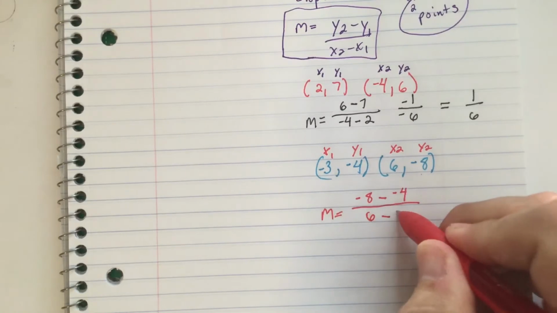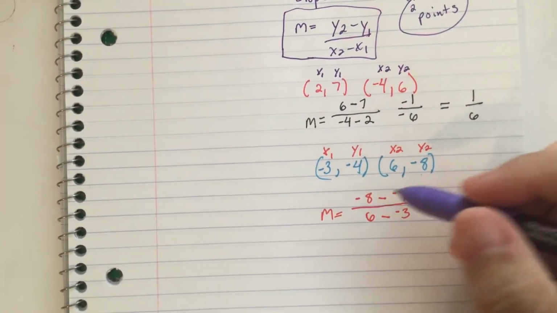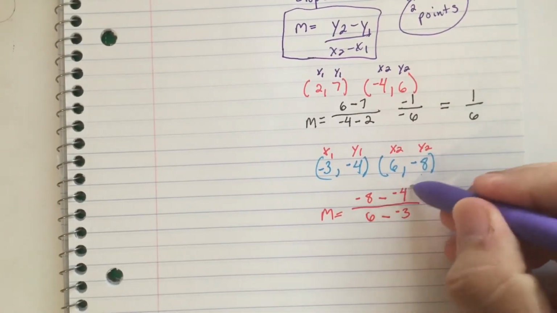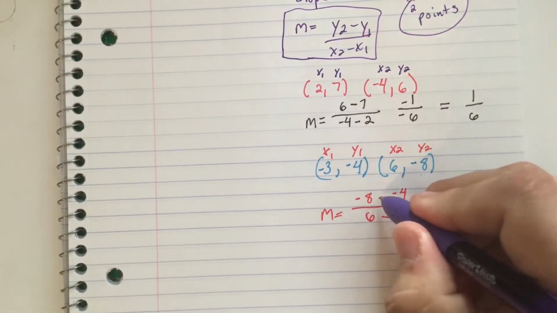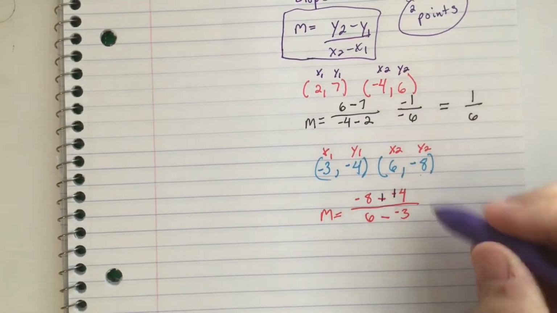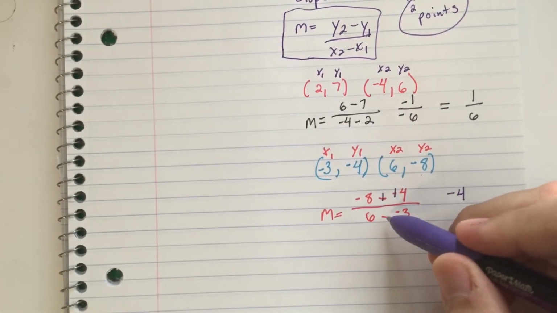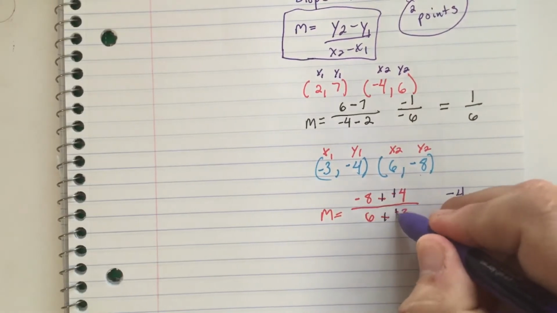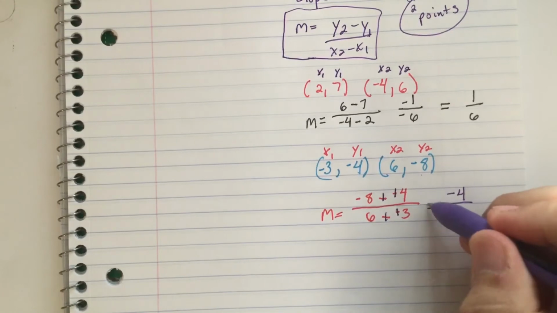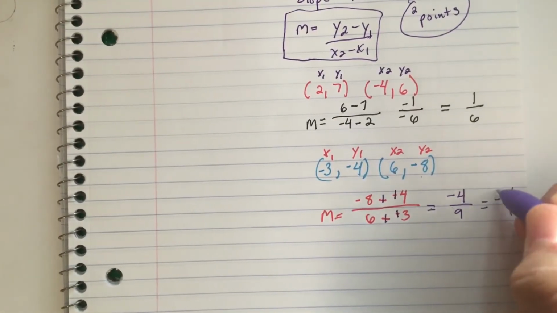Then we have x2, which is 6, minus x1, which is negative 3. Make sure that you pay attention to this. Look what's going to happen for these specific cases. This is negative 8 minus negative 4. This is why I always make sure I do a change. That's actually negative 8 plus 4, so that gives me negative 4. This is 6 minus negative 3. That's actually 6 plus 3, so that's 9. So my negative over positive is negative, and my slope would be negative 4 over 9.